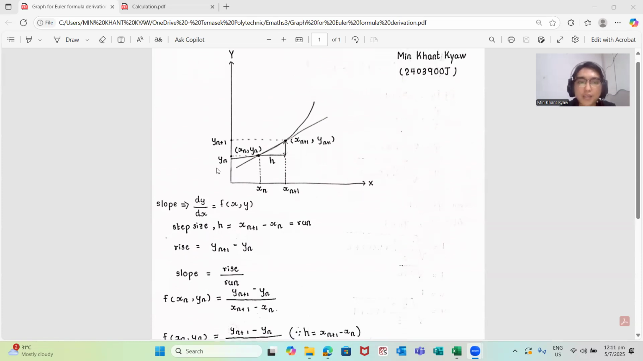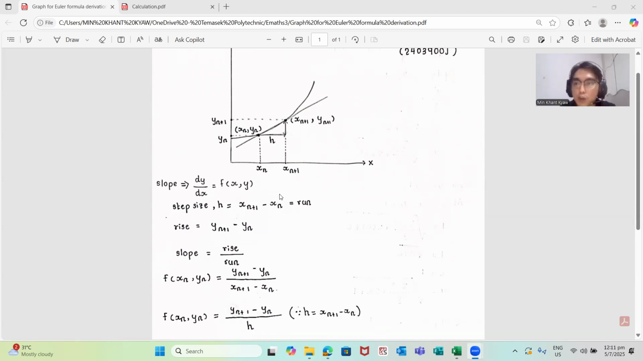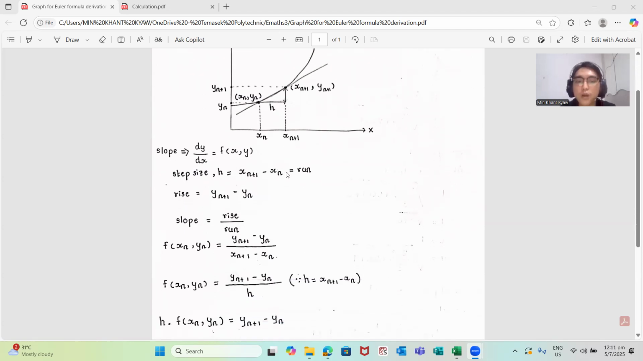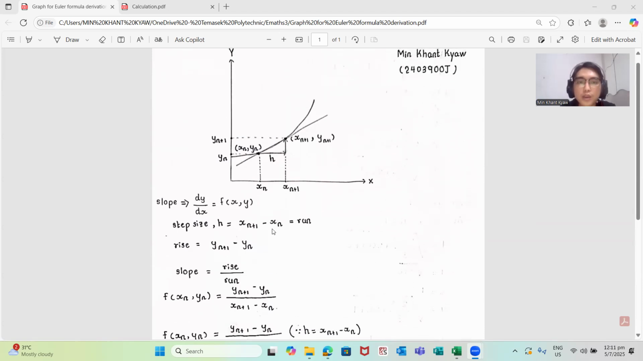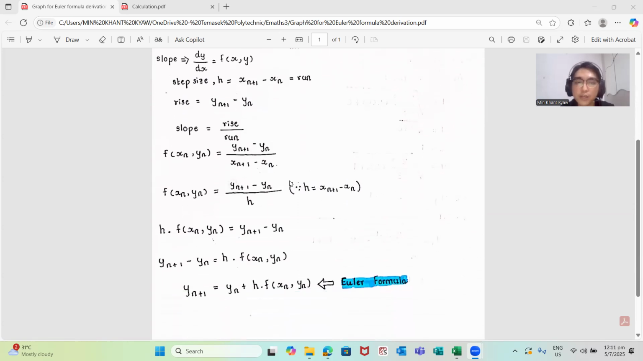For any point, the gradient of a slope is given by the differential equation dy over dx is equal to f of x comma y. So here in my case, the slope is f of xn comma yn. However, from basic geometry, the slope of a tangent line is also given by the calculation of rise over run. So here in my graph, rise is yn plus 1 minus yn, and run is xn plus 1 minus xn. But if you look at this, xn plus 1 minus xn is equal to h, which is our step size. So we substitute this value and rewrite the equation.